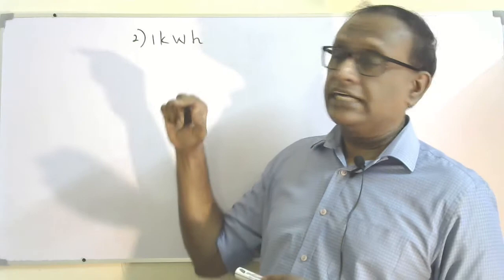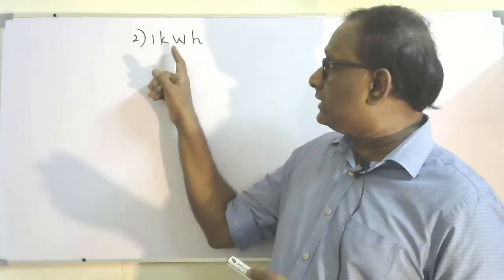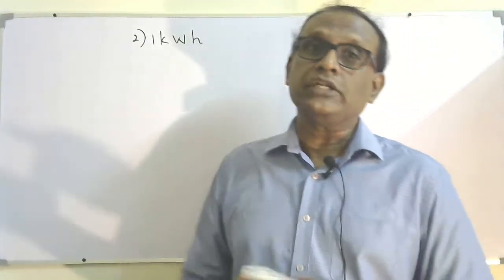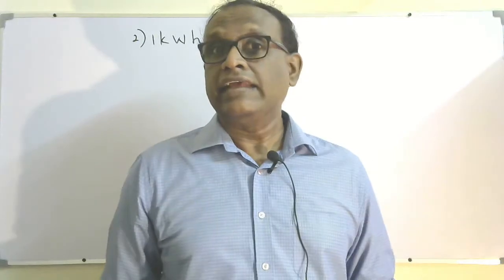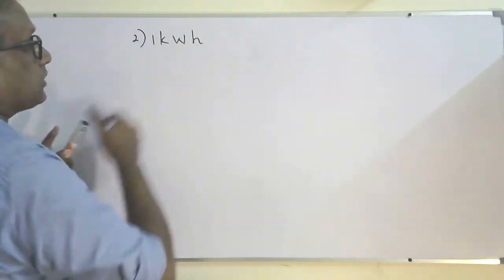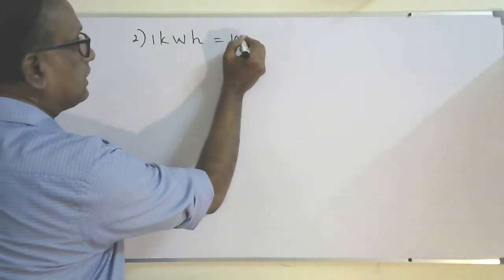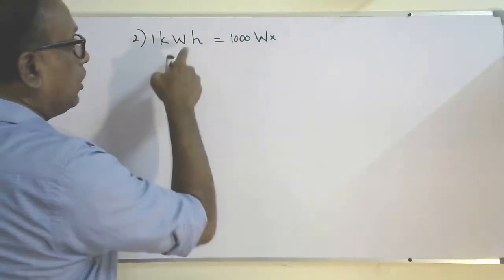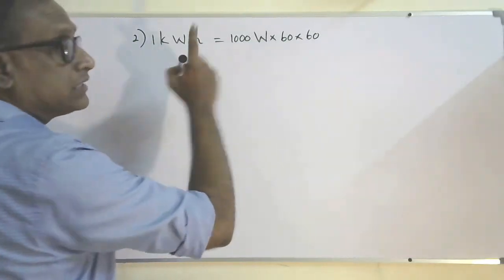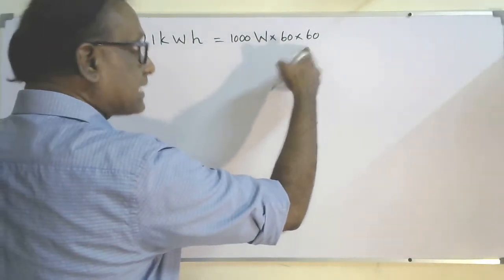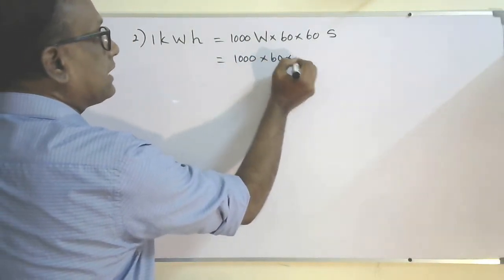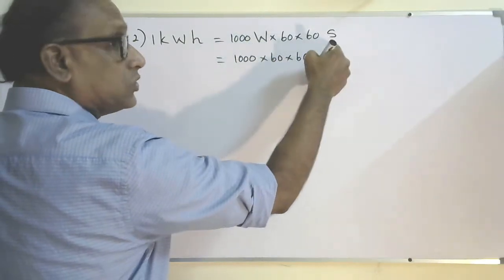You know how to convert hour to second. So here the unit of power is multiplied by the unit of time, which gives the unit of energy. But we'll convert this to SI units. So 1 kilowatt hour means 1000 watts times 1 hour. 1 hour means 60 times 60 seconds. That's going to be 1000 times 60 times 60 watts times second.